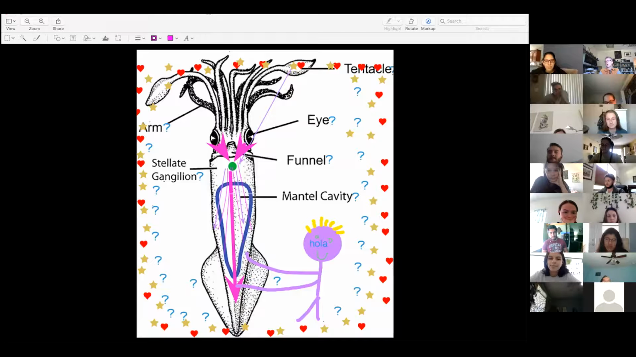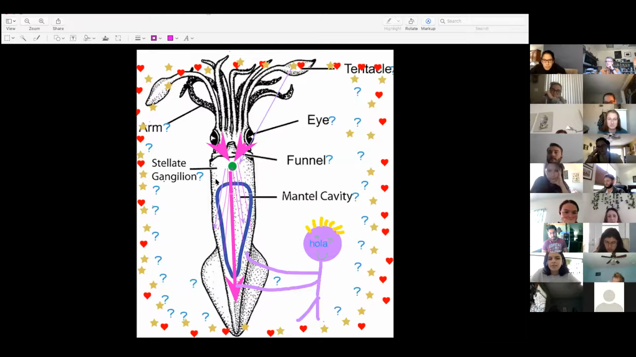No, it makes sense, but I'm actually more intrigued by a different part of your hypothesis. Dakota, Ella, Shyla, all three of you. You have this big arrow going from the eye to the stellate ganglion, and you're skipping the brain. What's going on there? Because it needs to be a quick anti-predator response.